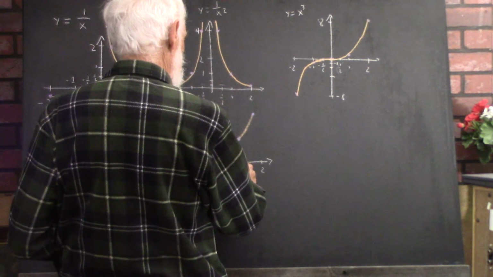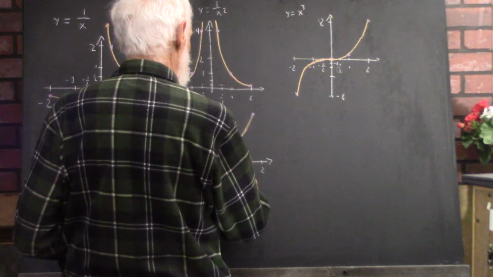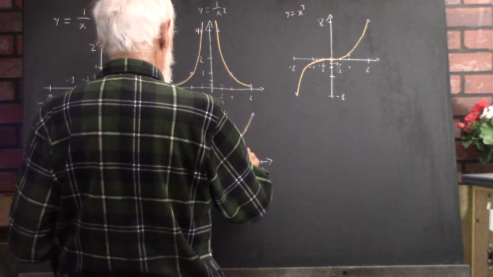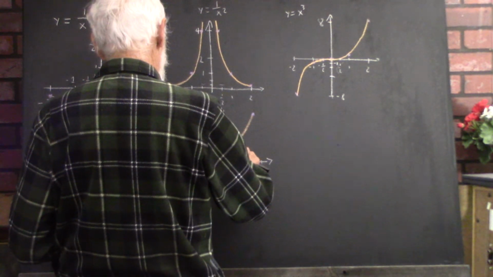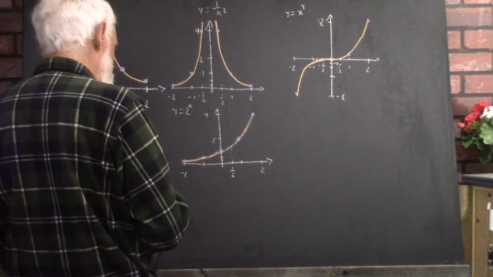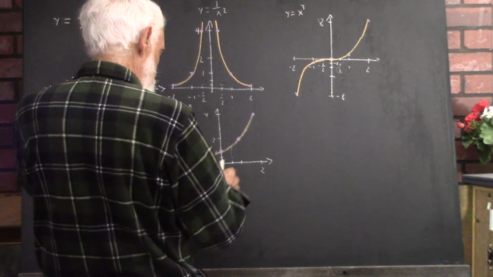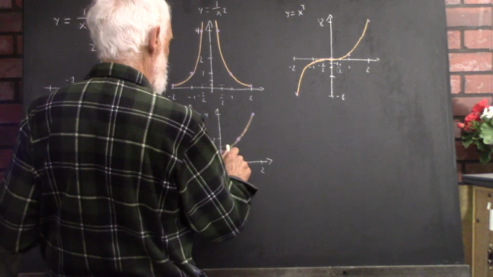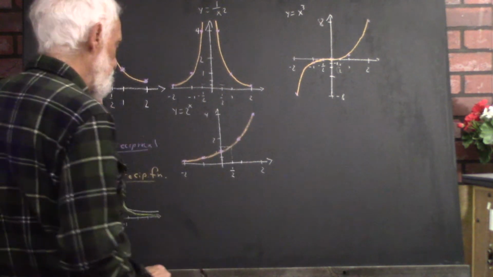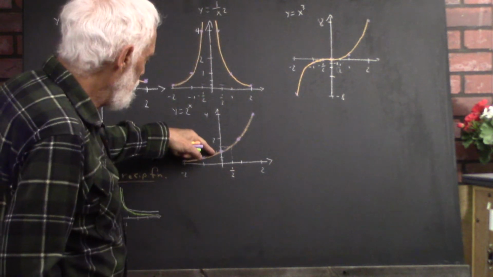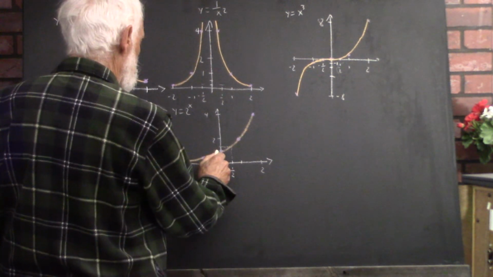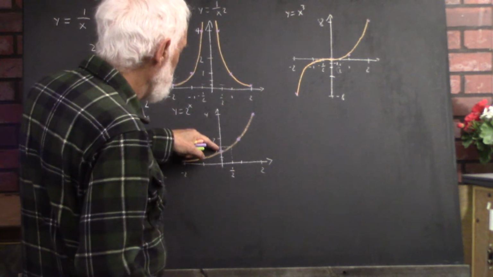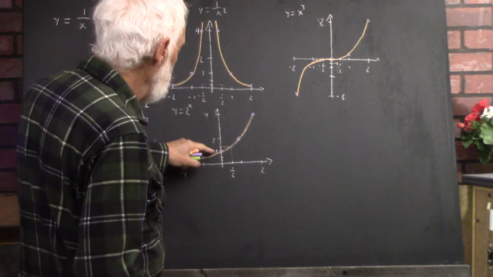So here we have 1/2. Well, the point on the curve corresponding to 1/2 is here. We can find the y-coordinate just by projecting over to the y-axis. Now we see the interval between y equals 1 and y equals 2, and we see that this y-coordinate lies not quite halfway between 1 and 2.